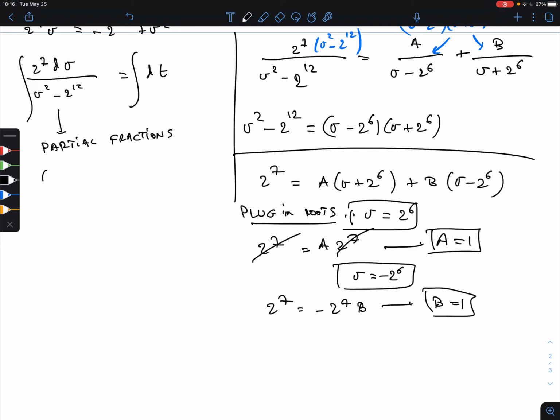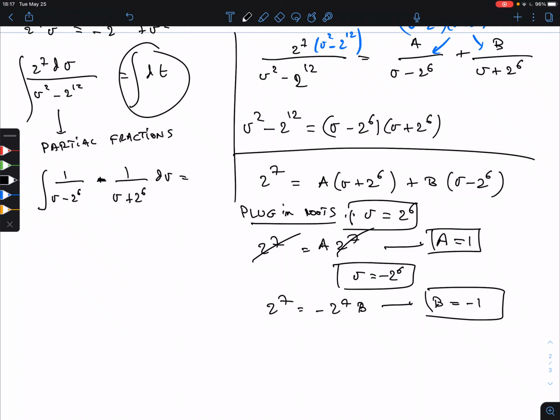So let's go on. This means now that if we antiderive this, then it is 1 over v minus 2 to the 6th, minus 1 over v plus 2 to the 6th, that is, the b is negative 1, right? Oh yeah, b is negative 1. I wrote 1 here, but I said negative 1, so I wrote it wrong. Okay, so now we're good. dv, and that is equal to the antiderivative of this thing, which is t plus a constant. We take the antiderivative, that's just ln's.